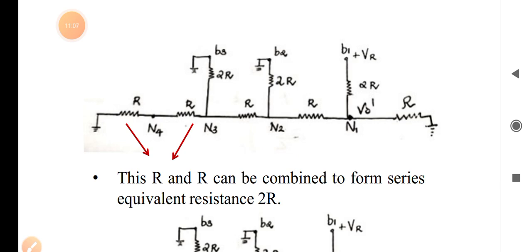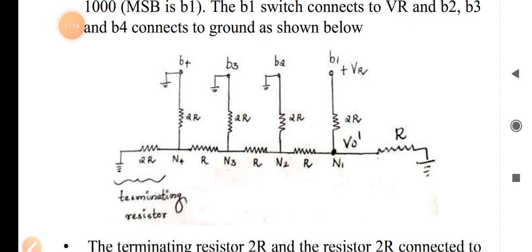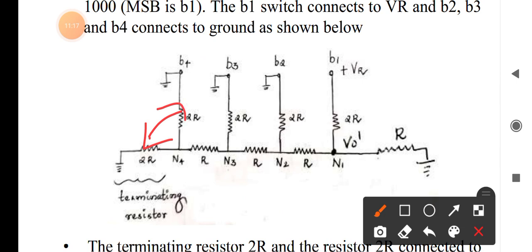This R and R can be combined. Both of them are in parallel, and this equivalent becomes R here. And one more R is there. Both are in series, so R plus R is equal to 2R.